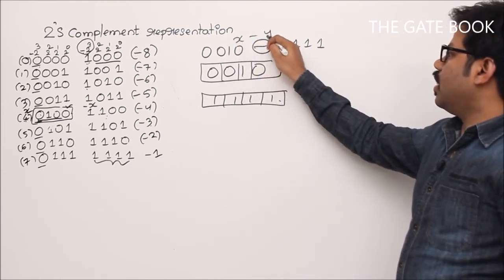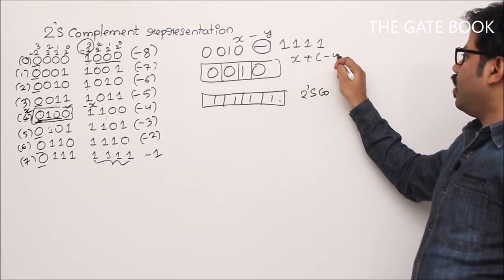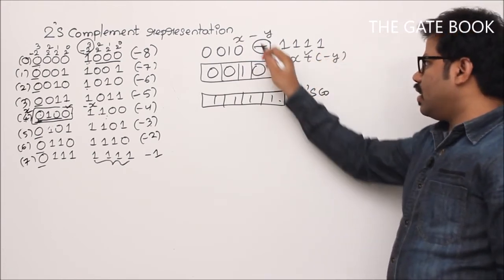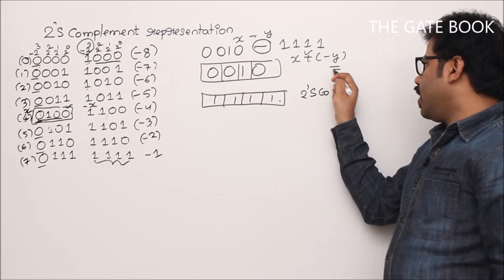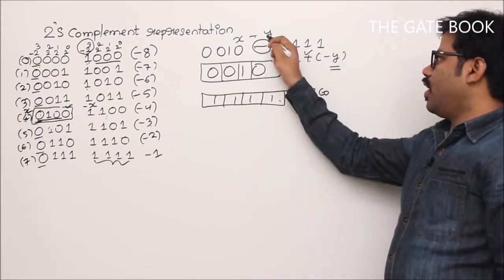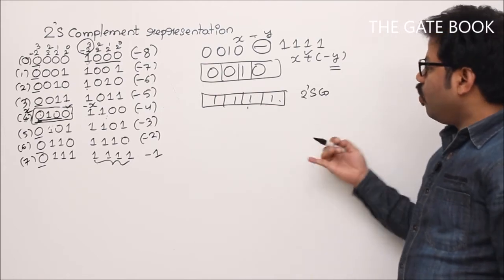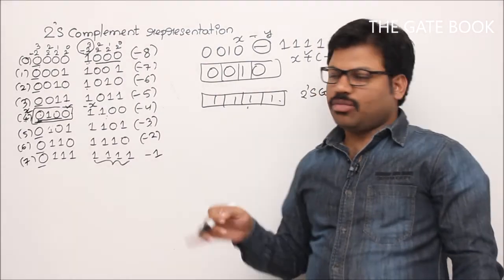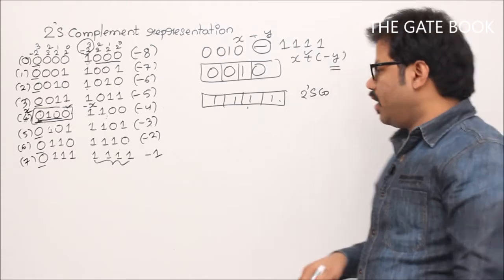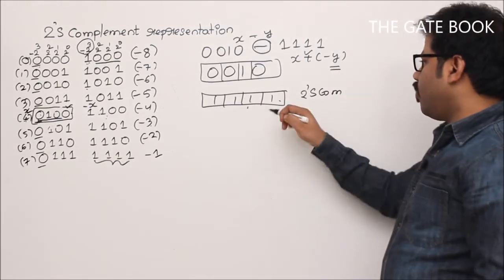x minus y is nothing but x plus minus y. If you really want to do addition rather than subtraction, then we have to take minus y instead of y. But we know that we have y. Given y, we know what minus y is. Minus y is nothing but the 2's complement of this y. So that's why. What is the 2's complement of 4 ones?